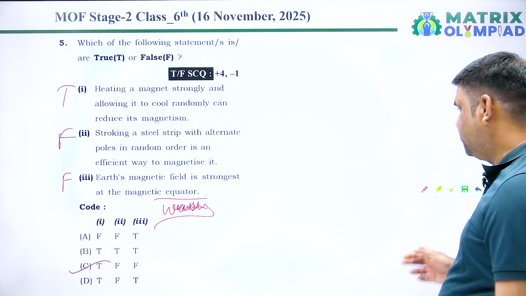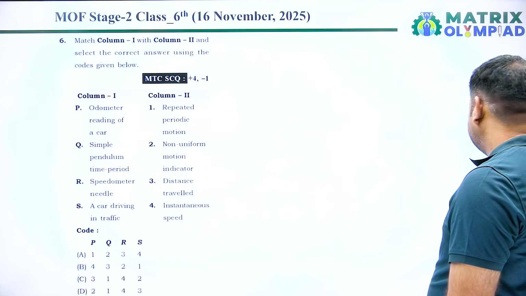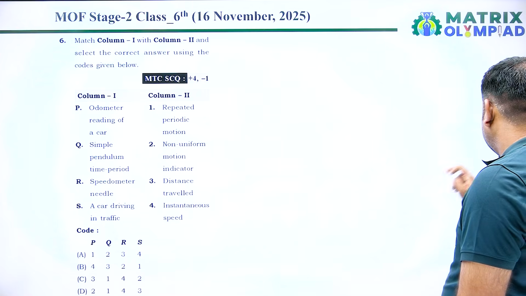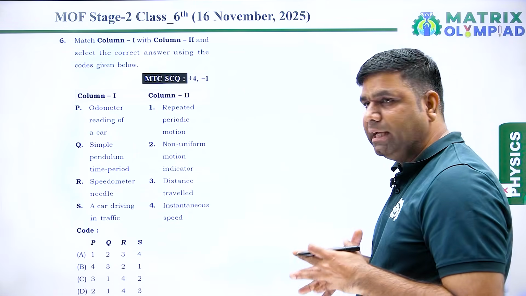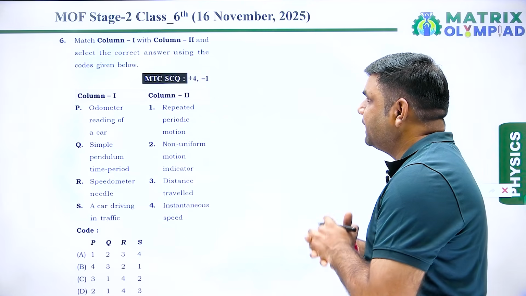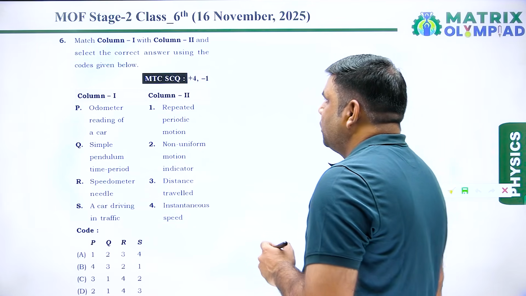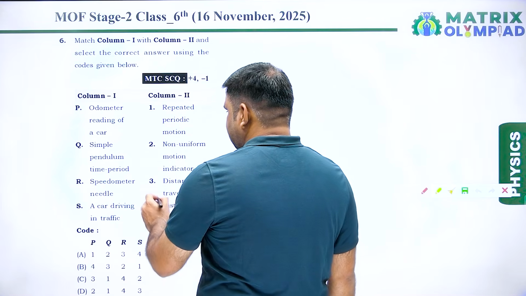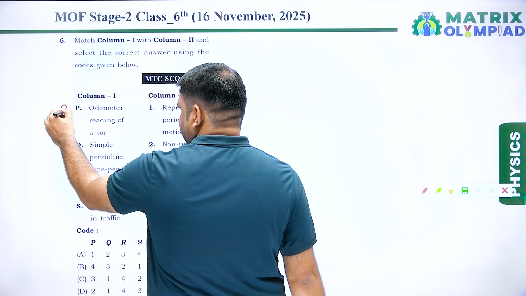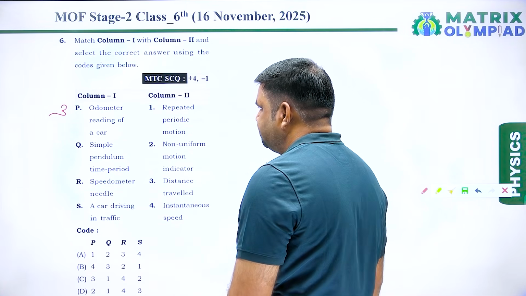Let's move to the next one, that is question number 6. Question number 6 is based on match the column. So we have to match column first with column second. So first is odometer reading of a car. The odometer reads distance traveled. So P is matched with third.